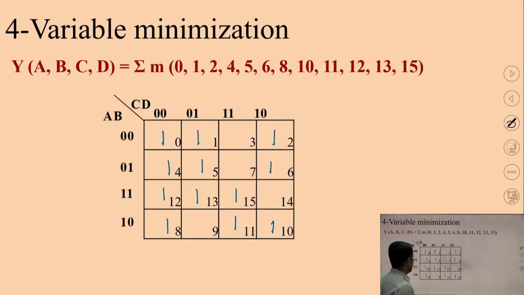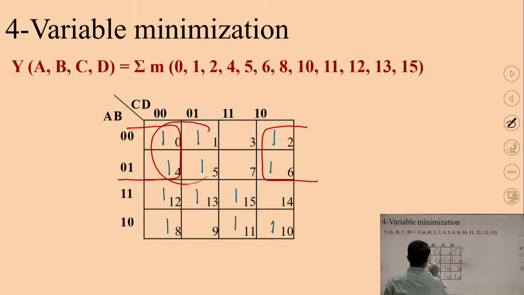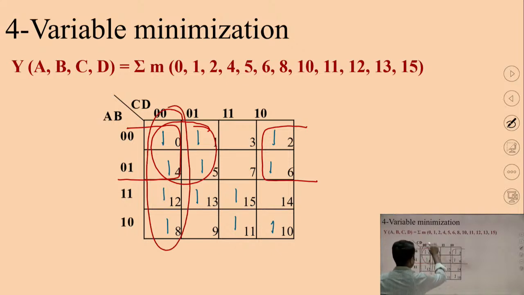So let's check the 3 quads. Where are these 3 quads? These 2 and 6 will be merged with this 0 and 4. This is one of the quads. And for this 1 and 5, this will be a quad. And for this 8 and 12, this will be a quad.